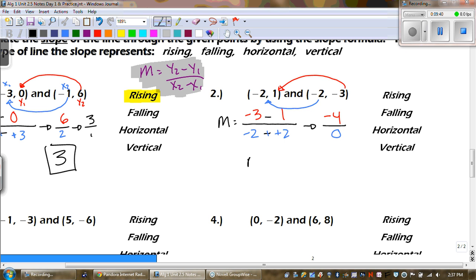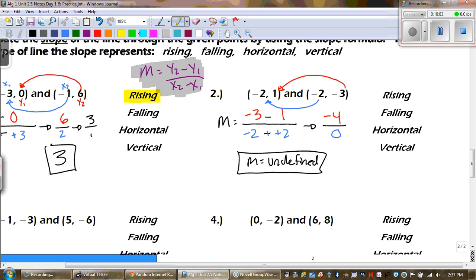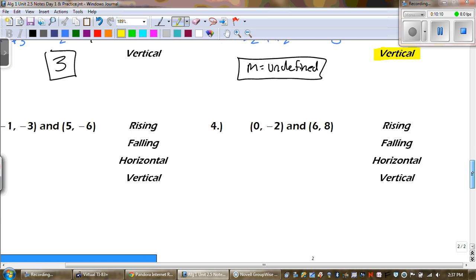And if you try to put that in on your calculator, you're going to get something funny because you can't divide by 0. Okay, it's not allowed. All right. On mine, it might say slope equals 0, divide by 0 error. But when you know that something happens like that, it's going to be a special case. And we just talked that if it's undefined, it's a vertical slope. Or vertical line, I'm sorry.